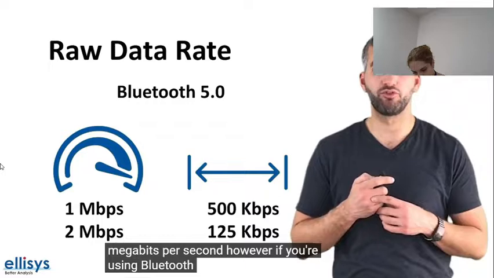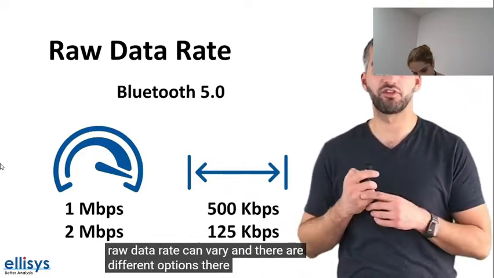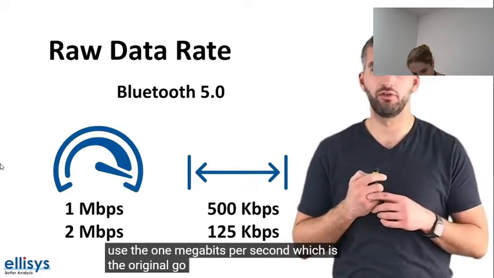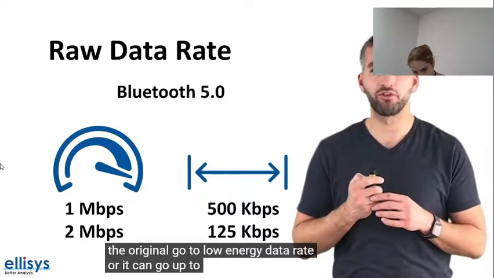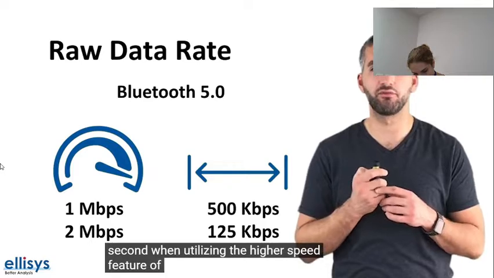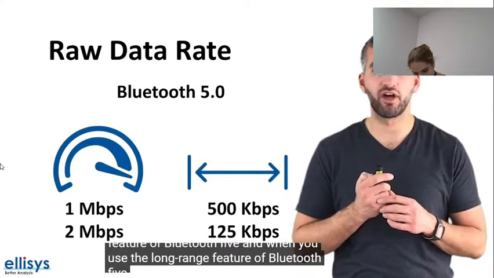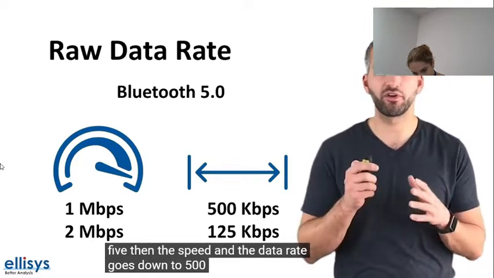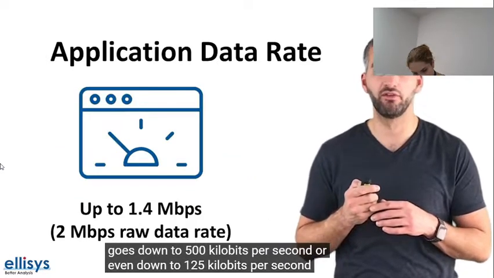However, if you're using Bluetooth 5 and later, then the raw data rate can vary, and there are different options there. You can either use the 1 megabits per second, which is the original Bluetooth low energy data rate, or it can go up to 2 megabits per second when utilizing the higher speed feature of Bluetooth 5. And when you use the long range feature of Bluetooth 5, then the speed and the data rate goes down to 500 kilobits per second or even down to 125 kilobits per second.